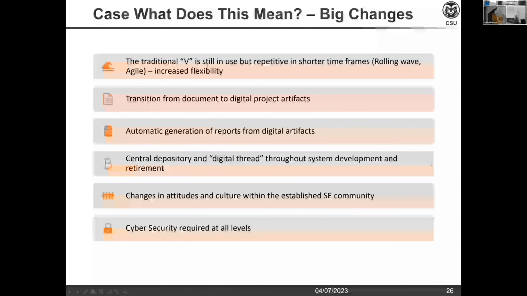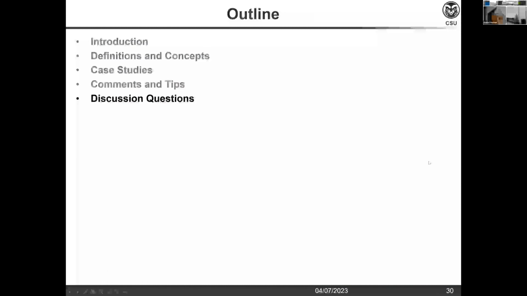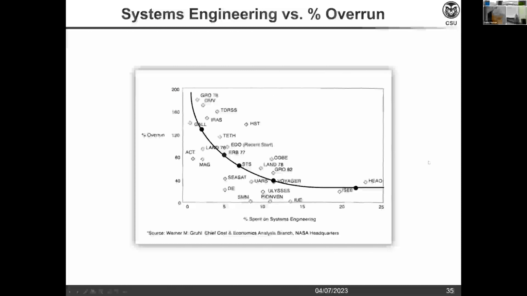Maybe I do have a backup slide that is aligned with this. This is a NASA graphic of time spent on systems engineering versus the cost overruns of the program. The scale on the y-axis is 0 to 200% overrun, and the scale on the other axis is 0 to 25% systems engineering.